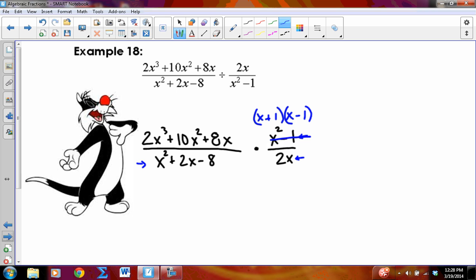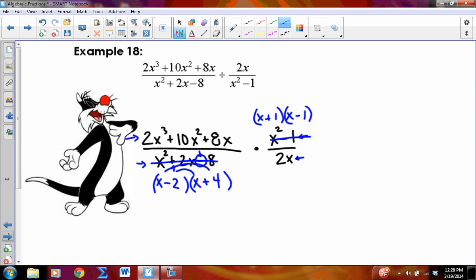Well, there's nothing in common, and I have a squared, so it must be reverse FOIL. Need an x and an x. The numbers have to multiply to give me 8, so 1 and 8, 2 and 4. They have to subtract, because of that minus, to give me 2. So I know now I want 2 and 4. Because of this negative, the signs are different. Larger one's positive. So plus 4, minus 2. Check it. X times x, x squared. That's good. X times 4, positive 4x, minus 2x will give me that positive 2x I want, and then I do get the negative 8.